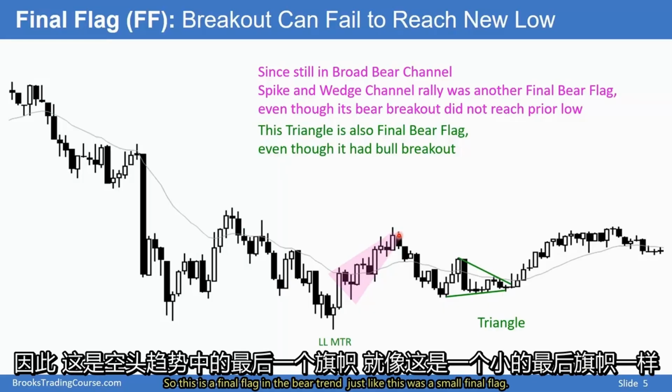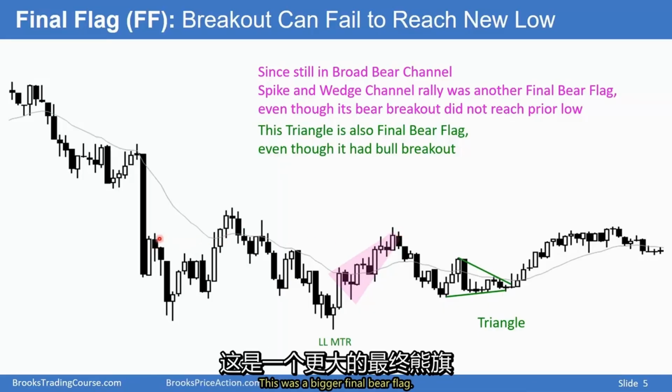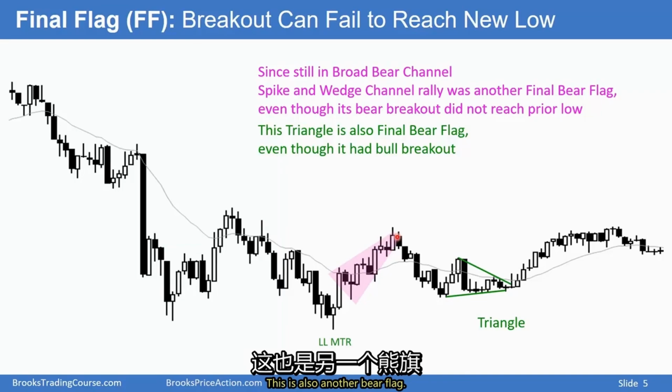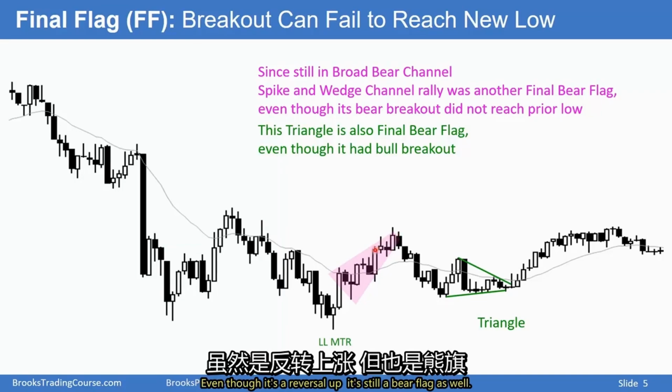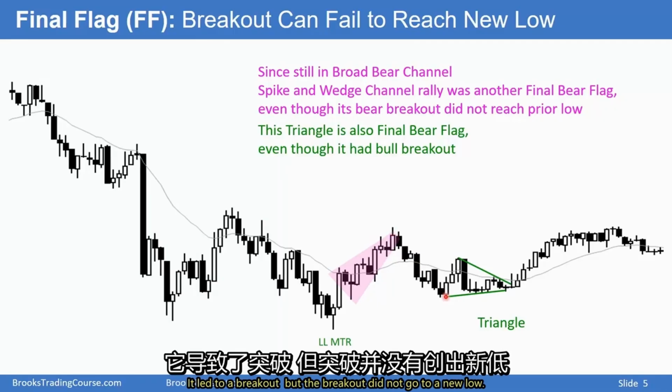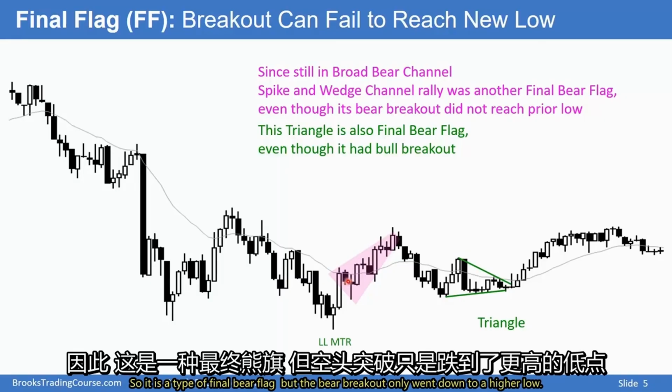So this is a final flag in the bear trend. Just like this was a small final flag, this was a bigger final bear flag. It led to the end of the bear trend. This is also another bear flag. Even though it's a reversal up, it's still a bear flag as well. It led to a breakout, but the breakout did not go to a new low. So it is a type of final bear flag, but the bear breakout only went down to a higher low.